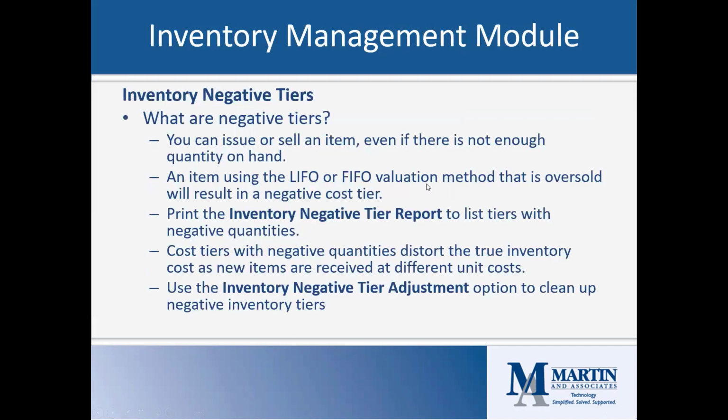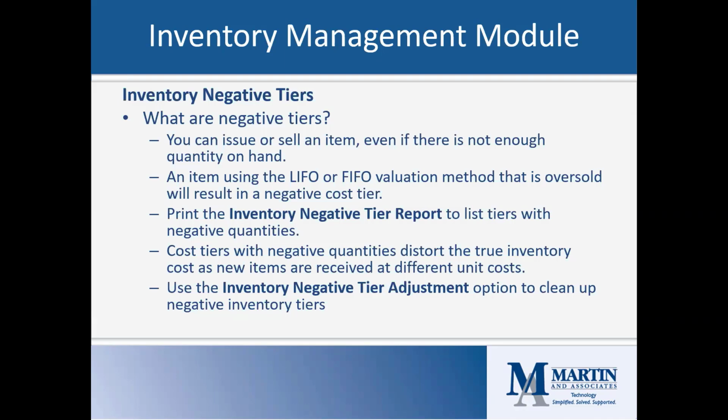Inventory management module. So there's a thing out there called negative tiers. What are negative tiers? A negative tier is when you're dealing with an item that is a FIFO item or a LIFO item or a lot item, and it's when you sell more goods than what the system thinks you have on hand. And you might think, well, how can that happen? Obviously, I had to have the item on the shelf to be able to ship it, right?